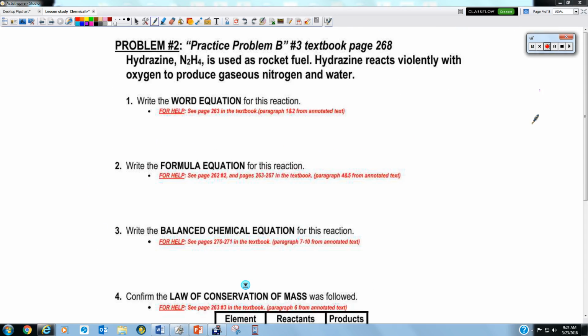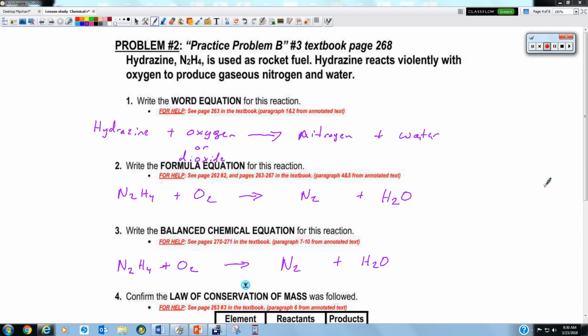Flip over to problem 2. Problem 2 says we have hydrazine, which is N2H4, is used as rocket fuel. Hydrazine reacts violently with oxygen to produce gaseous nitrogen and water. I want you to go ahead right now. I want you to do the word equation and the formula equation. Take a minute or two to do it on your own, and then we will come back together as a class. So if you're watching the video, pause the video.